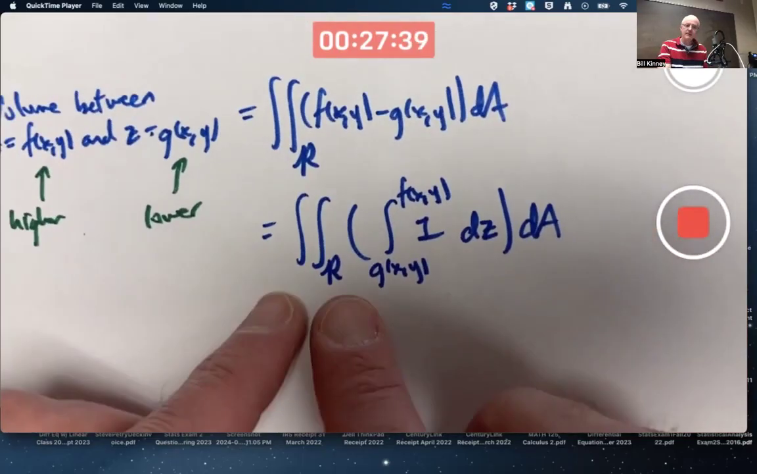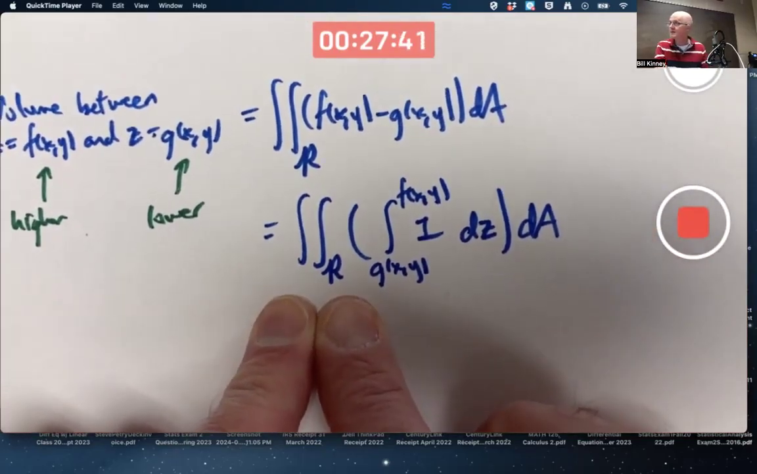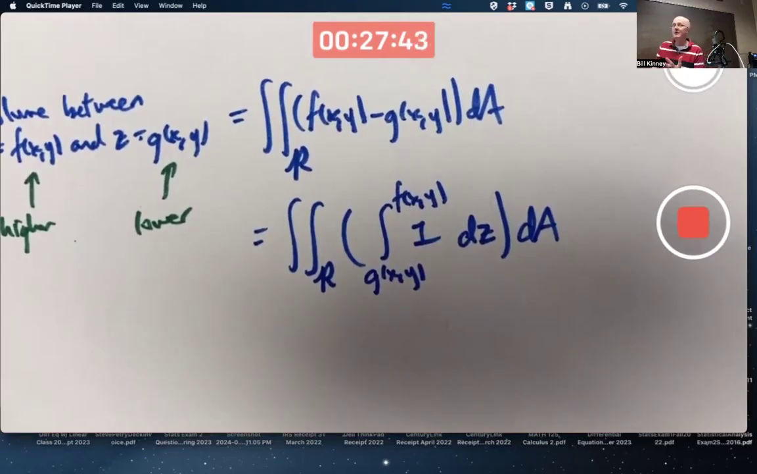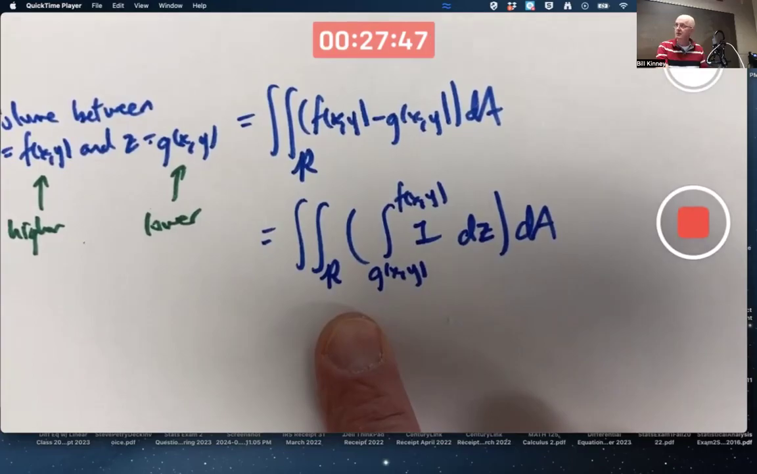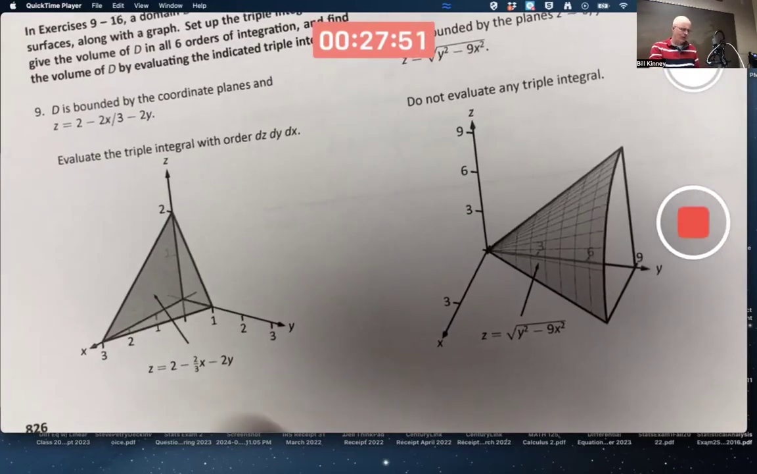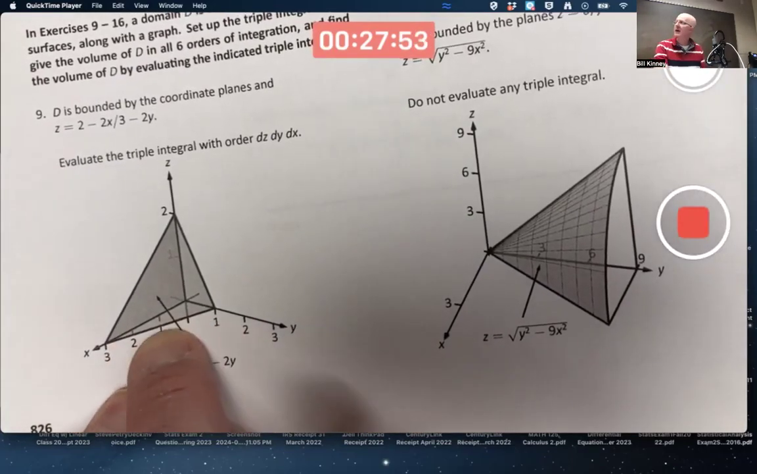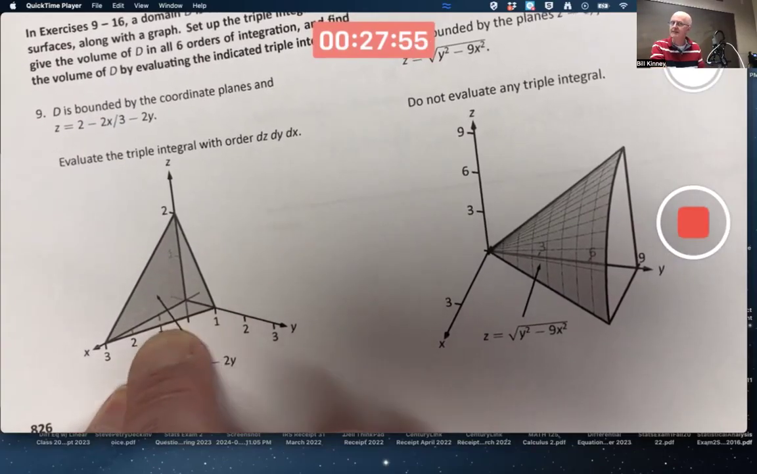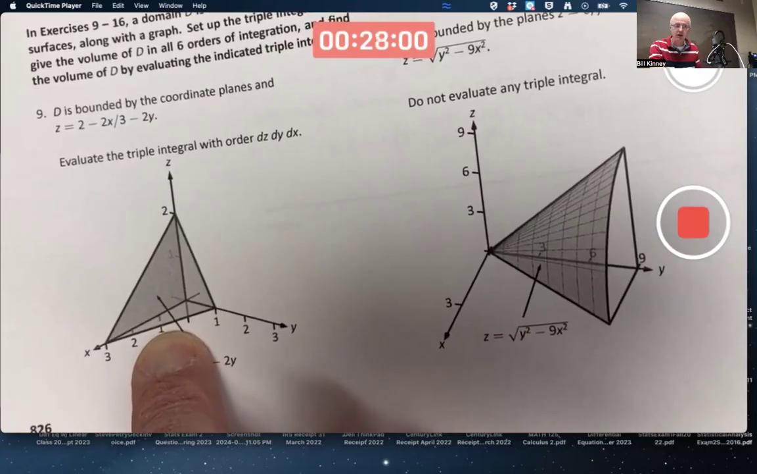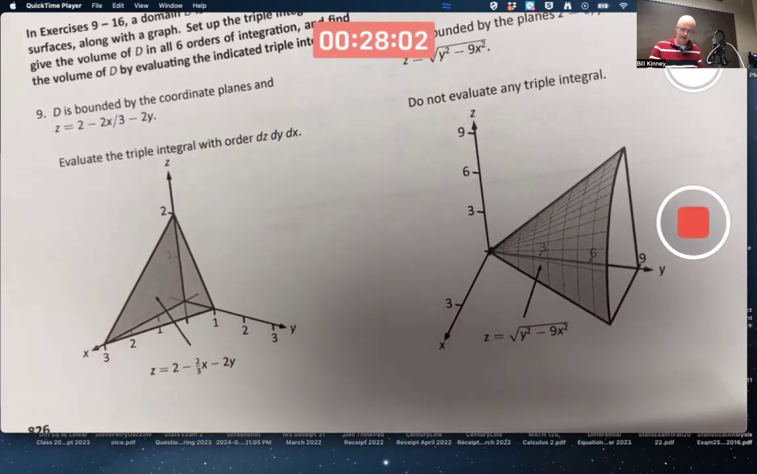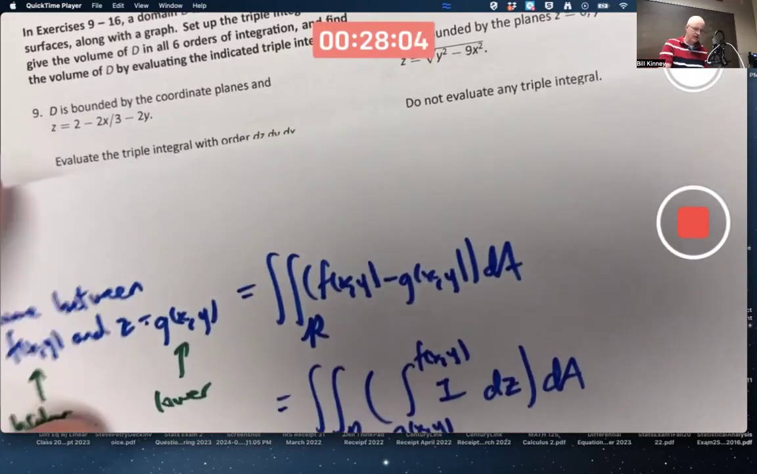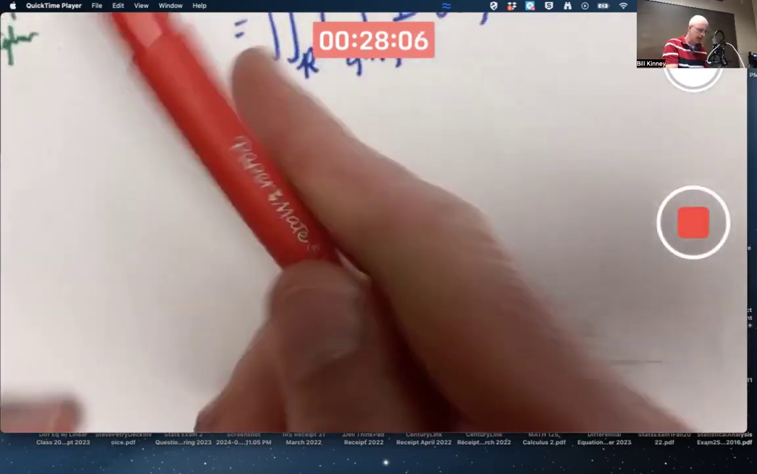But how do you figure out the limits of integration on the two outer integrals? The same way we did with double integrals. Think about what the region R is. It's going to be a two-dimensional region. With respect to this picture, it's going to be the bottom triangle, the triangle on the bottom of the solid, which I can redraw in an ordinary XY plane. Careful though.